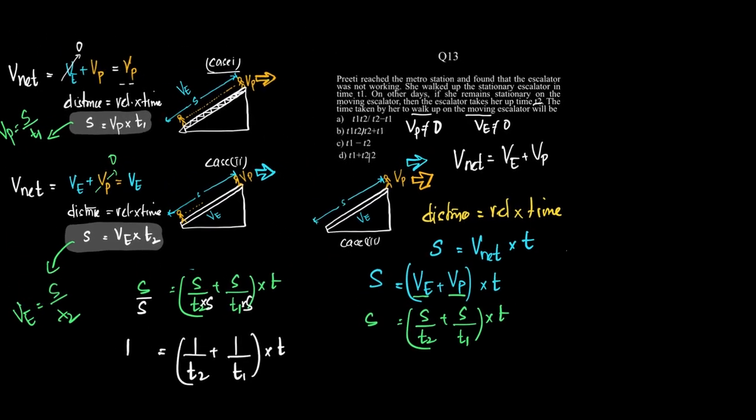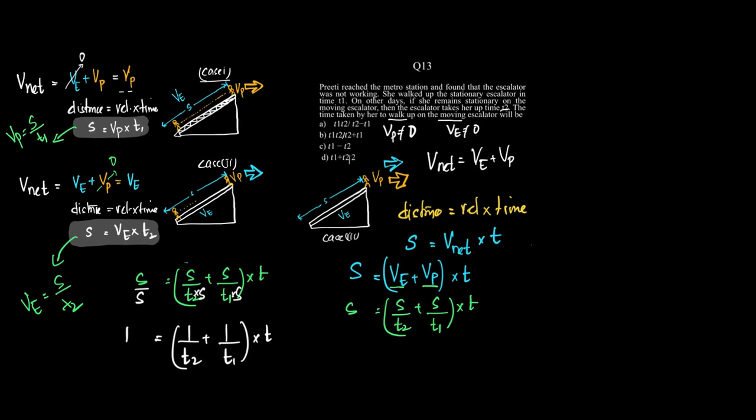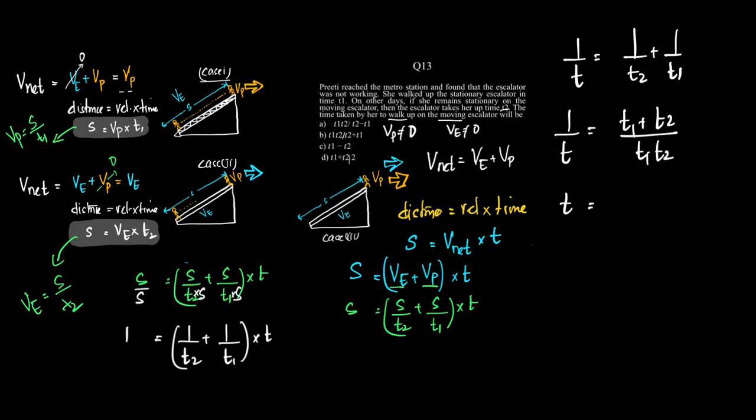1 by T will be equal to 1 by T2 plus 1 by T1. So 1 by T will be equal to T1 plus T2, the whole upon T1 T2, in which case T is equal to T1 T2, the whole upon T1 plus T2, which means the correct answer is option B.